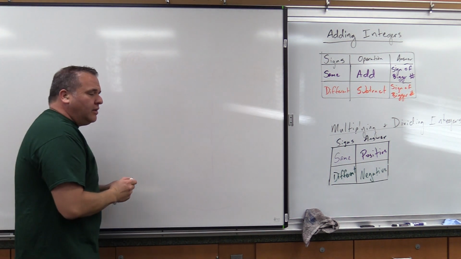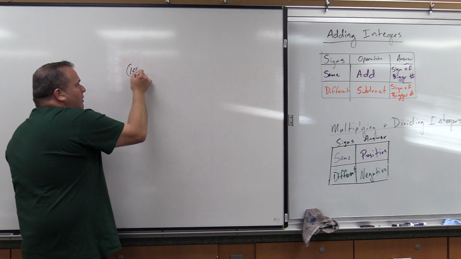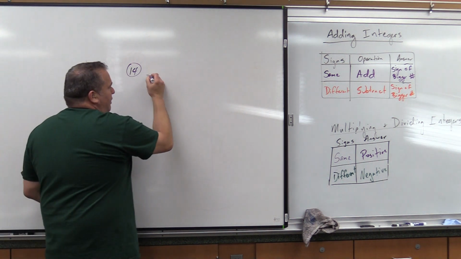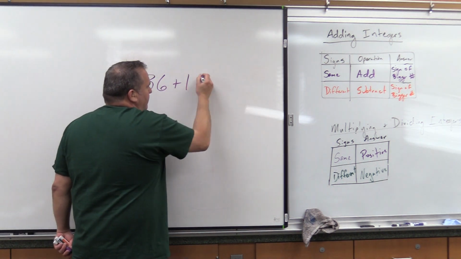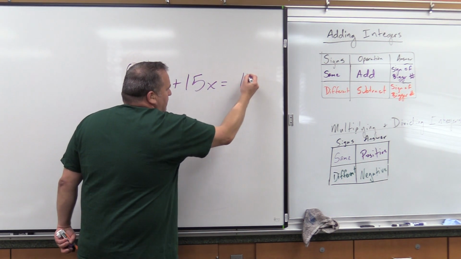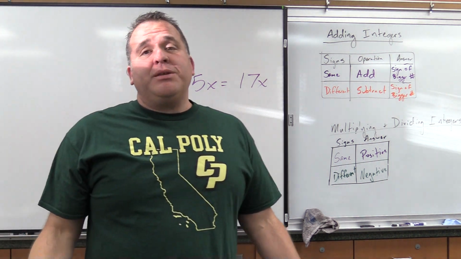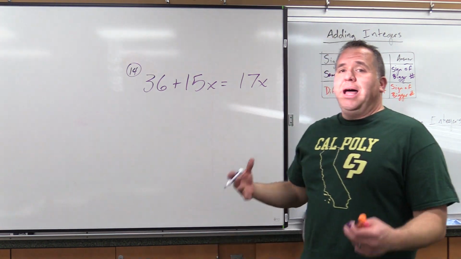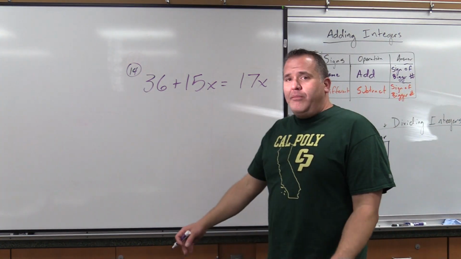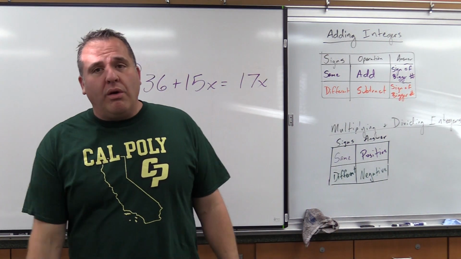Here we go, 14, look at this now. 36 plus 15x is going to equal 17x. Look at that, okay? Now this problem is supposed to be easier, but a lot of people find difficulty in this problem because they mess up and get rid of the wrong x.